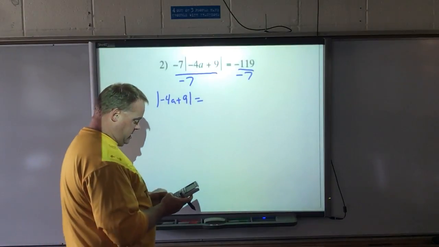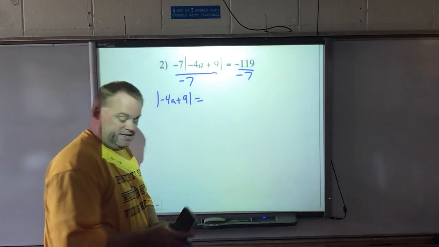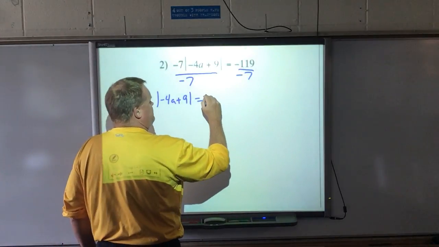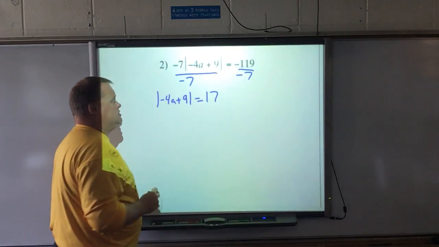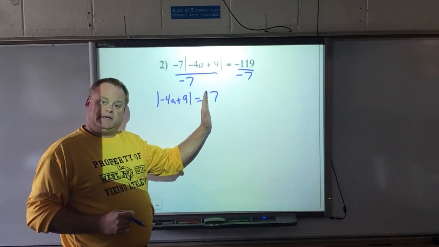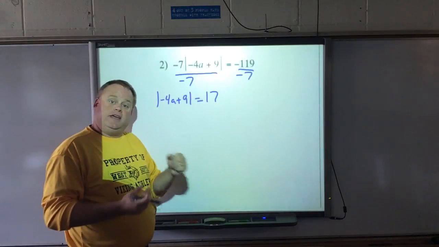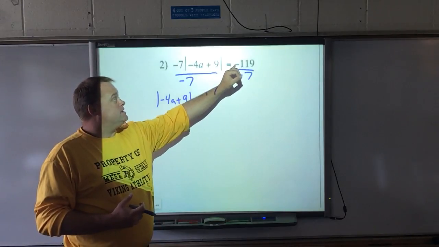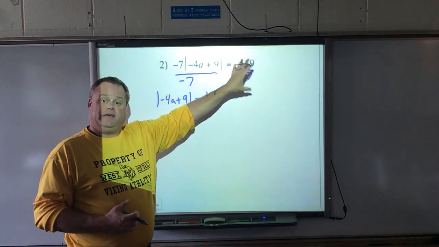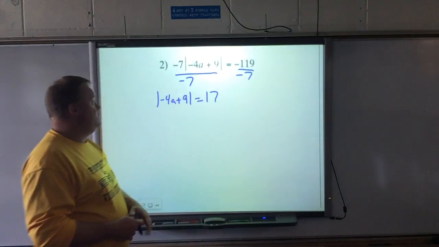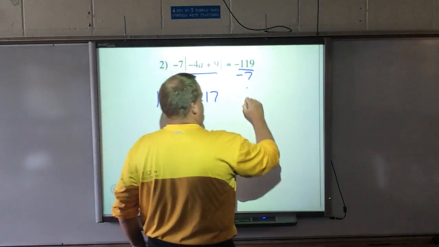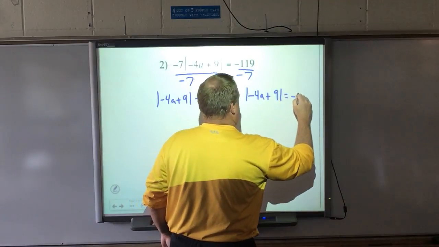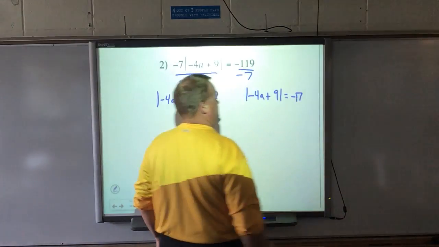Well, let's see, 119 divided by 7 is 17. So I know that a negative divided by a negative is a positive, so it's set equal to a positive. So I'm not in a no solution situation here. The 119 was negative, but since I'm dividing by a negative, it became a positive. Okay? So I also know that the negative 4a plus 9 is going to have to be equal to a negative 17 as well.